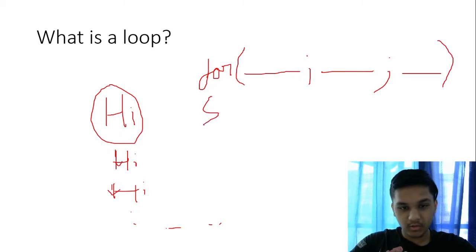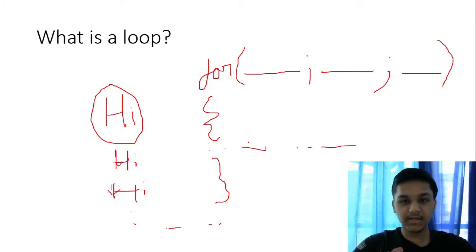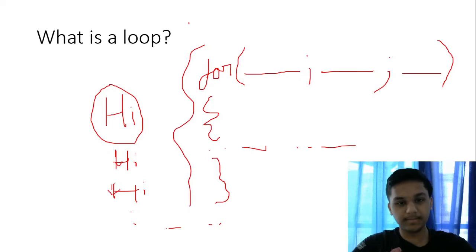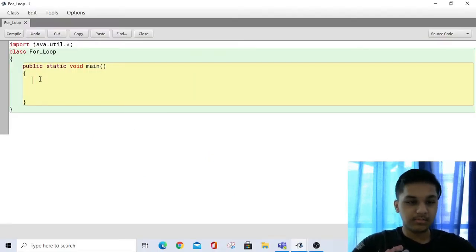This is what a for loop in Java looks like, and all the statements within these curly brackets will be executed for a set amount of time. So this full thing is basically how a for loop algorithm looks. Now let's see how this works in BlueJ.